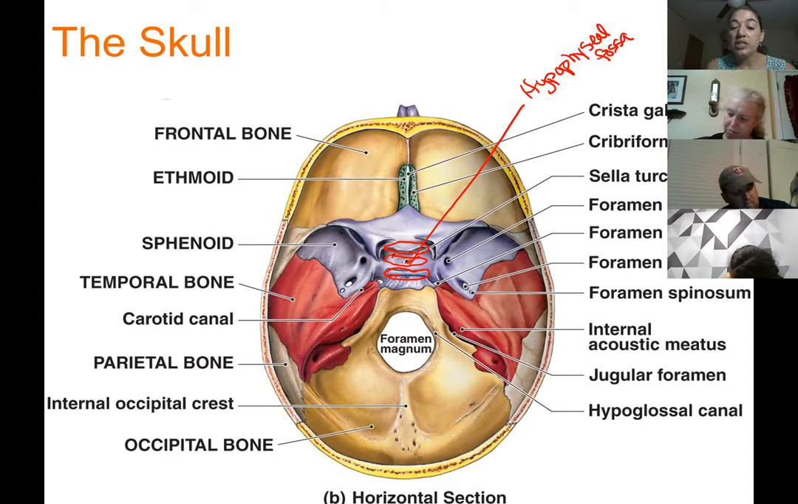Next is the petrous portion of the temporal bone. The petrous portion of the temporal bone is this raised portion right there. There are several structures associated with that. It has to do with the ear. So you have the semicircular canals and the vestibular apparatus, and both of those have to do with balance and equilibrium, and the cochlea, which is your organ of hearing.